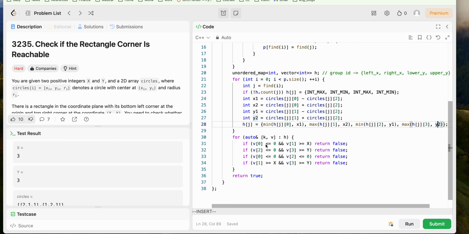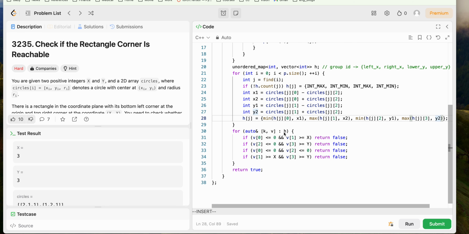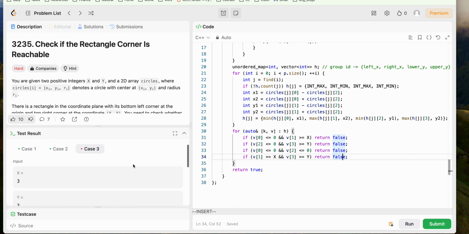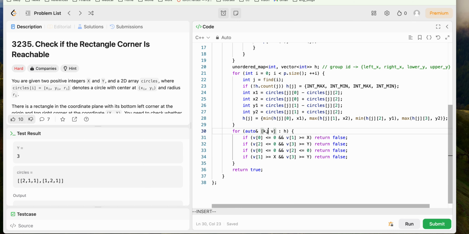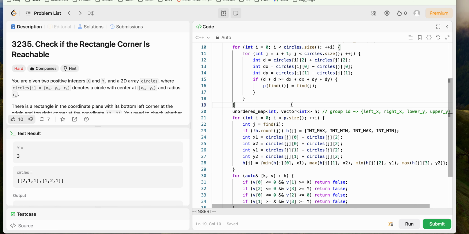Then we check for all the key values in H. If this condition returns false, this one is also false. This one is also false. And this is also false. Okay, so for this case, we have two circles. We are supposed to combine them. So let's check if the groups are correct.